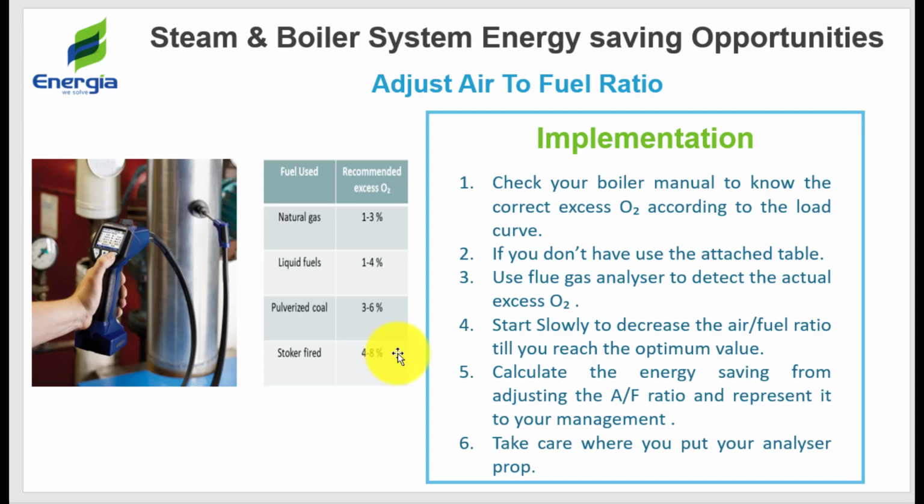The amount of oxygen needed is increasing accordingly. And then once you decide that the oxygen you have now is much more than the design, you can start slowly decreasing the air to fuel ratio and monitor the amount of oxygen that you have on the outlet.